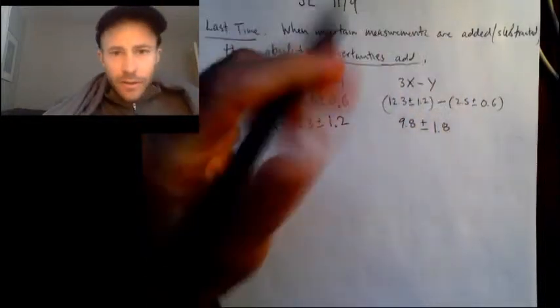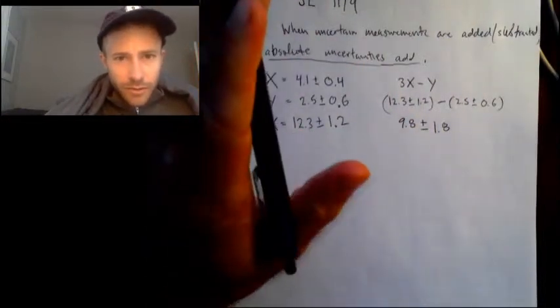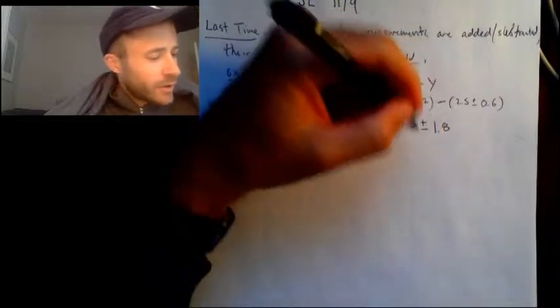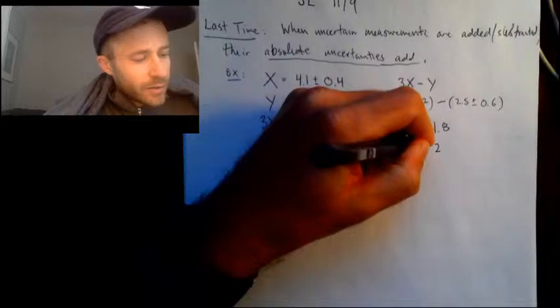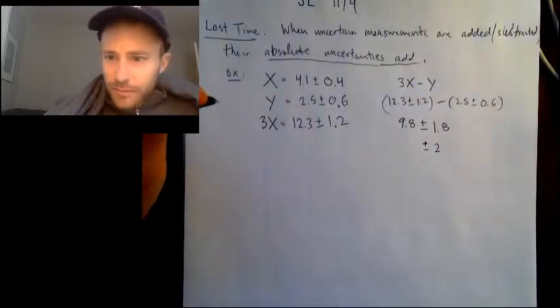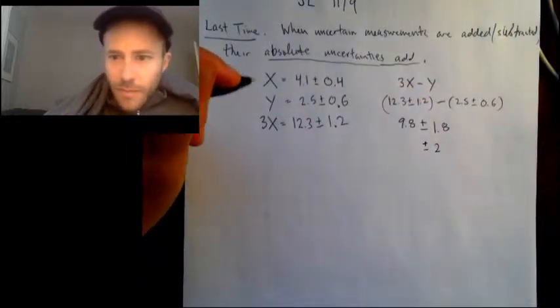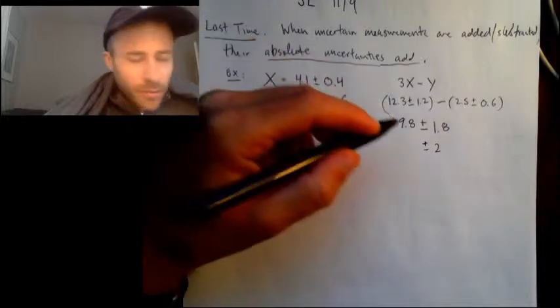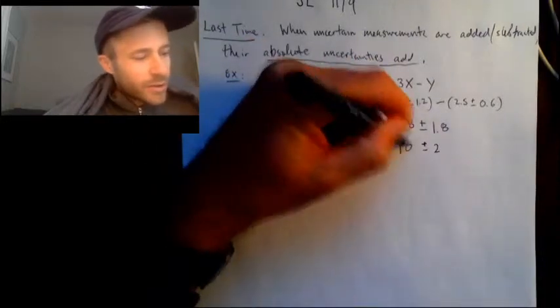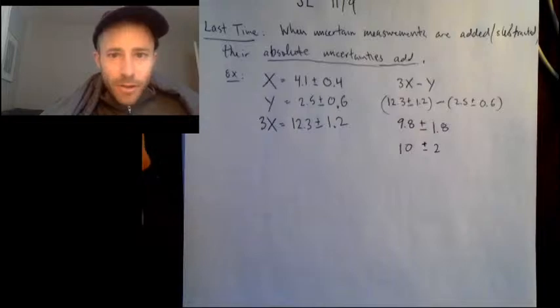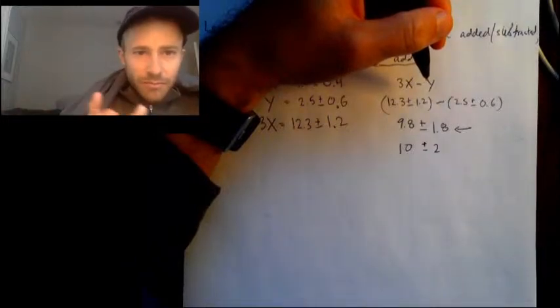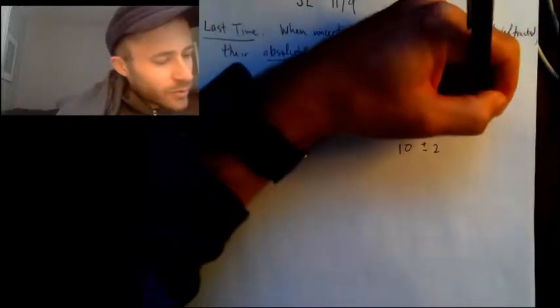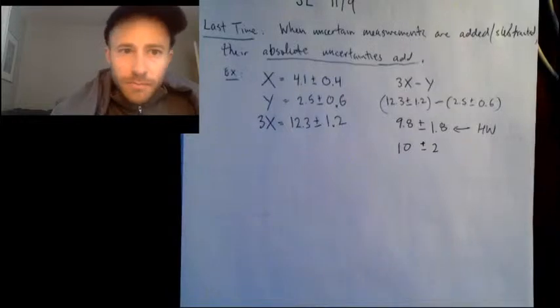1.8. Now, technically speaking, I should round this to one significant digit. So I would round the 1.8 to 2. And then this uncertainty is in the ones place. Okay. And so I would round this to the ones place and make it 10. All right. But when you're doing the homework, I don't have the ability to round it. And so this is what you would type in on the homework. Okay.